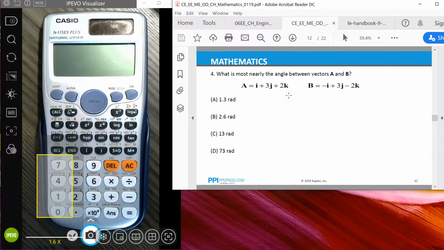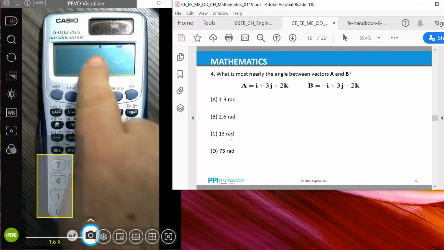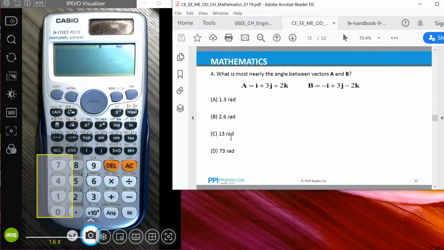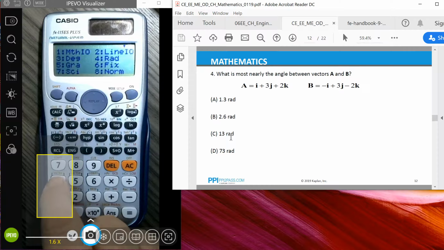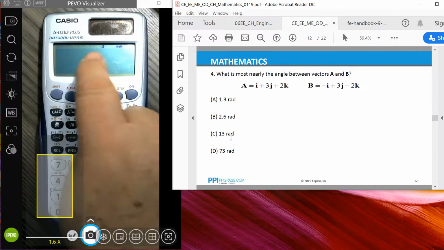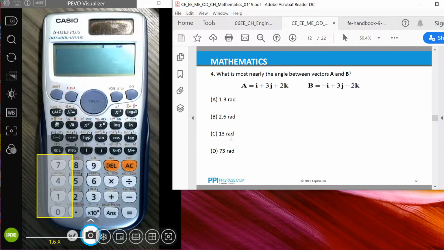All right. So the first thing we need to do is we see that the answers are in radians. Turn the calculator on. Right now it's in degrees. We want to make that into radians. So I'm going to do a shift setup, radians. Now it's in radians. And then I want to start entering my vectors, A and B. So let's go ahead and do that.